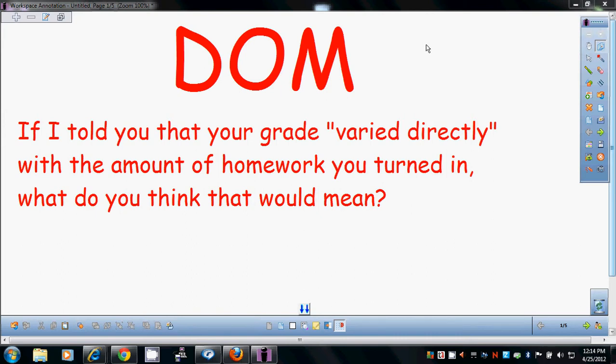Directly is the key word. When something varies directly, it means the more you put in, the more you get back. The less you put in, the less you get back. It means more, less, less.